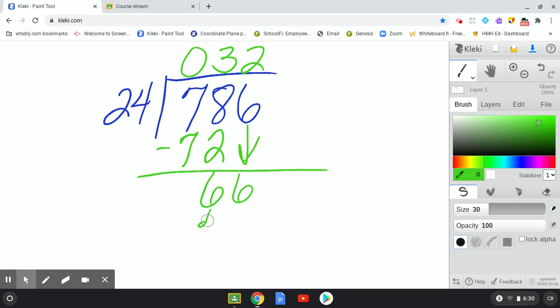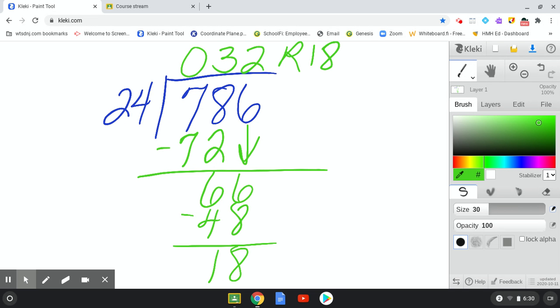And 2 times 24 is 48. When I subtract 48 from 66, I'm going to have 18 remaining. So normally you would say your answer is 32, remainder 18. But we don't want to use remainders in middle school. If anything, we want it to be in fraction form.